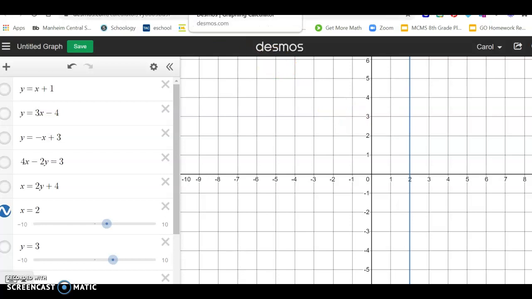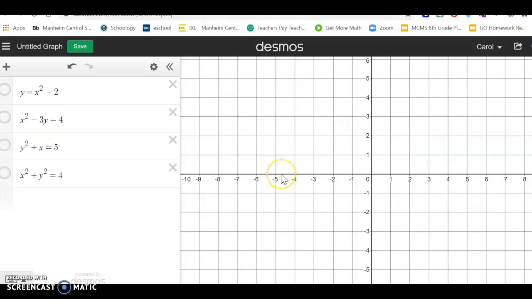Now let's look at some equations where x and y have exponents of 2. I have 4 here on the screen for you. The first two have x being squared. The third one has a y squared and not x squared. And the bottom one has both x and y squared. Let's see the difference between them.